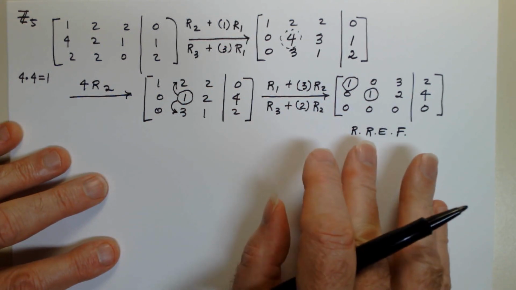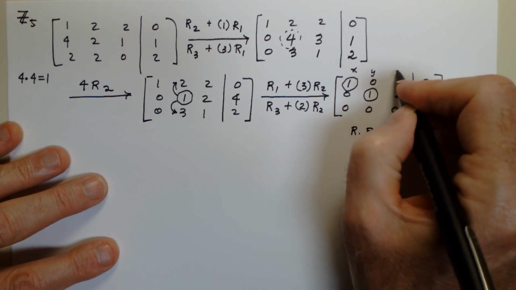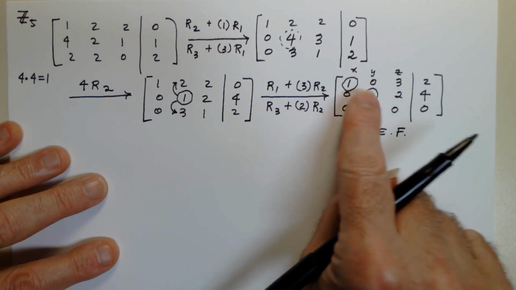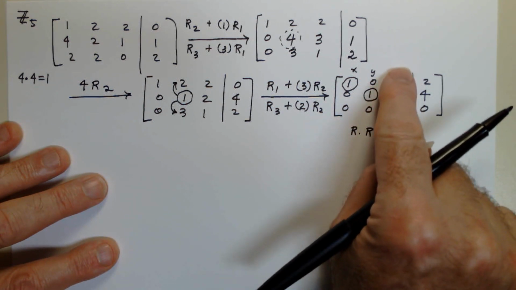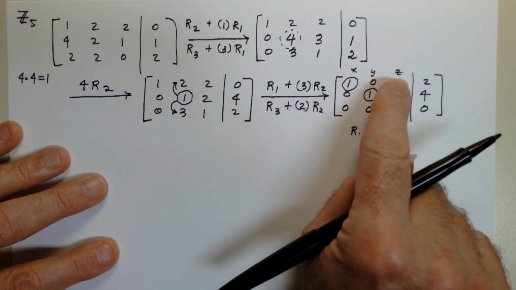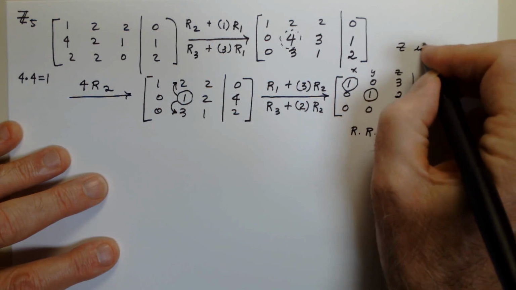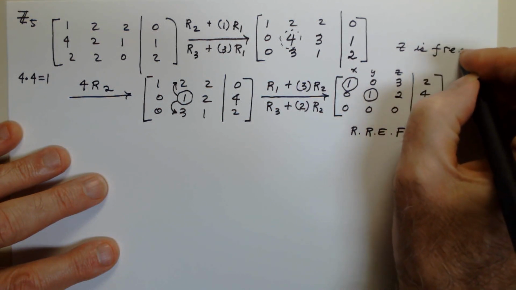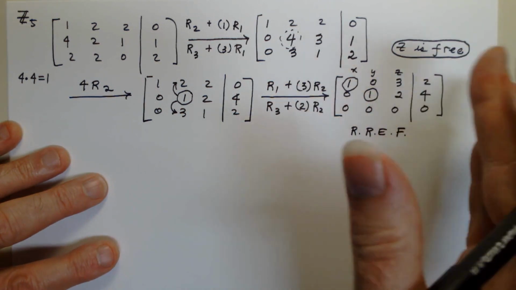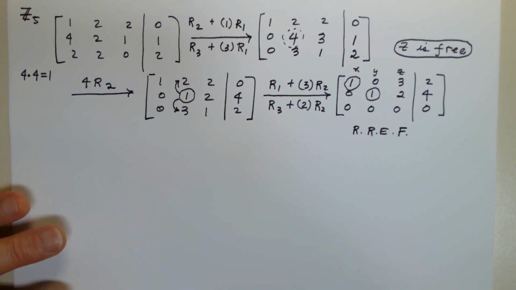Now let's characterize the variables that we've got here. Our variables are x, y, and z. x is in a column with the leading 1, y is in a column with the leading 1, and z is not. So these will be leading variables, and a free variable. So z is free. x and y are bound. They're going to be tied to the free variable or specified directly.